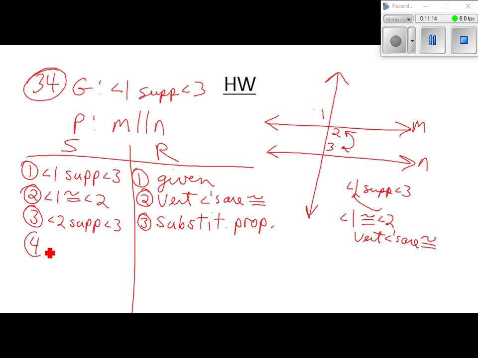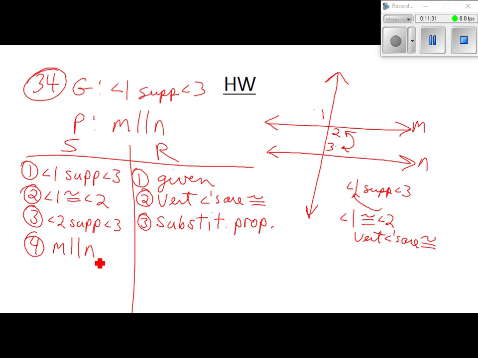Number 4. Is that what we were trying to prove was number 3? No, it's angle 1 is supplementary to angle 3. That's what we were given. What are we trying to prove? M is parallel to N. Can we now say that?